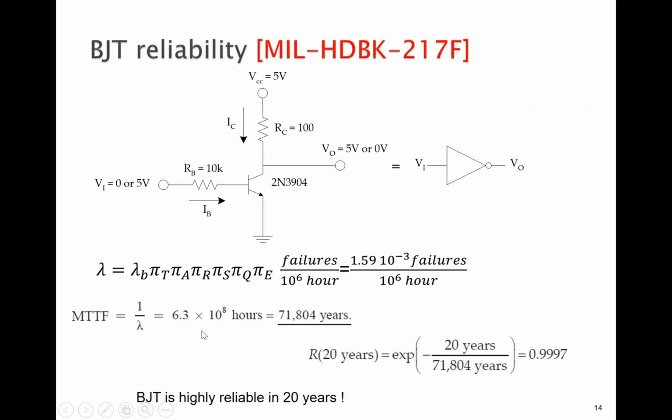So that's a very good number. The reliability can then be estimated from this for 20 years. It's 0.9997. So the BJT is highly reliable after 20 years.